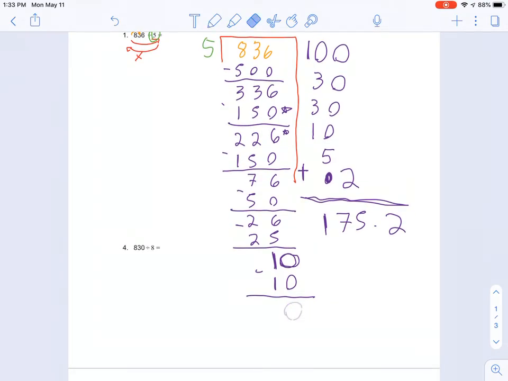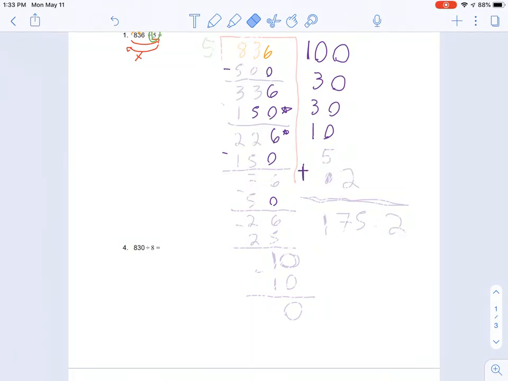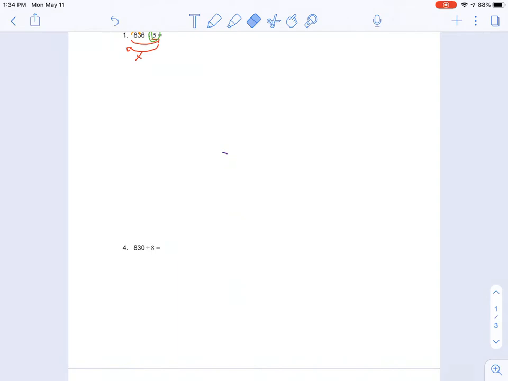Excellent. Well, we're going to go ahead and solve our second problem here just to make sure that you're feeling completely comfortable with using the Hangman method and using that method in order to come up with quotients that involve decimals. Okay, so this time we have a dividend of 830 divided by a divisor of 8.